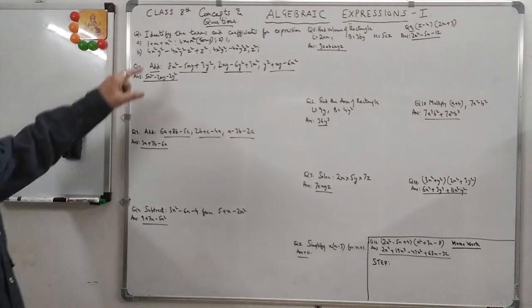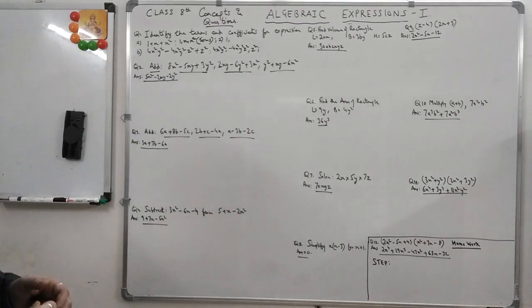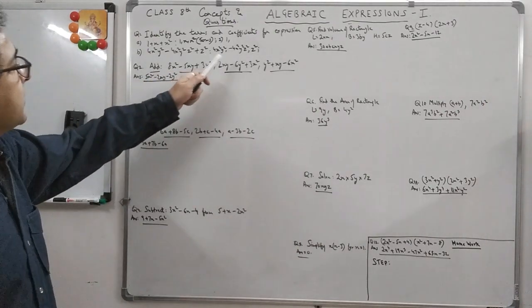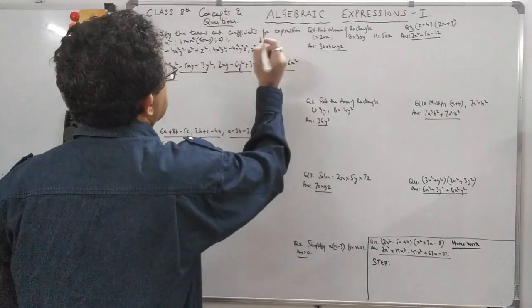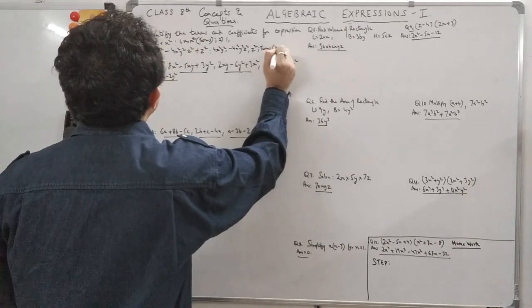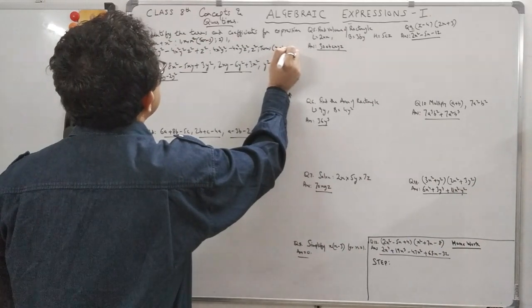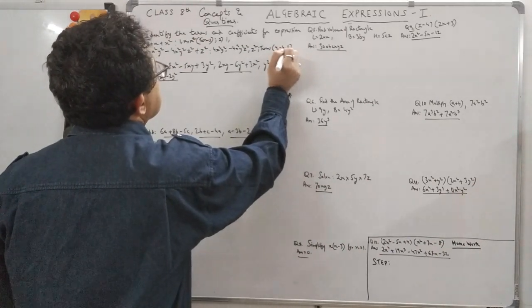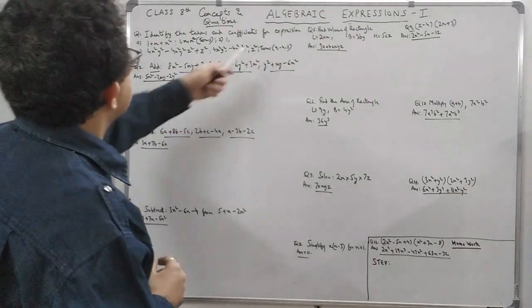So in the second question, 4x squared y squared minus 4x squared y squared z squared plus z squared, the three terms are 4x squared y squared, minus 4x squared y squared z squared, and the third term is z squared. And the coefficients are 4, minus 4 and 1. And z squared is what? 1 z squared. Okay. These are the terms.